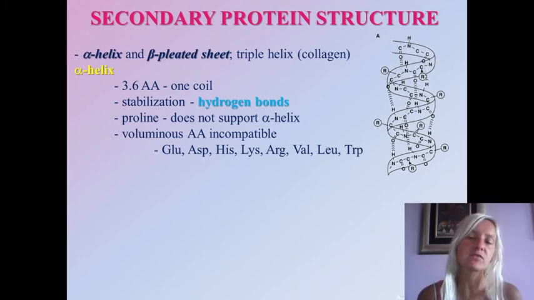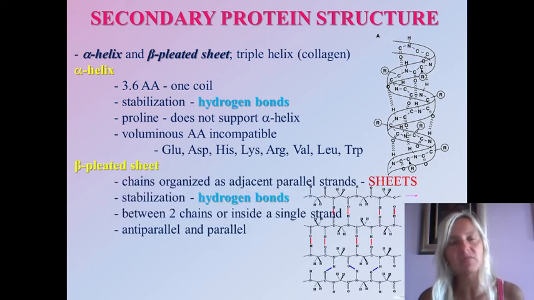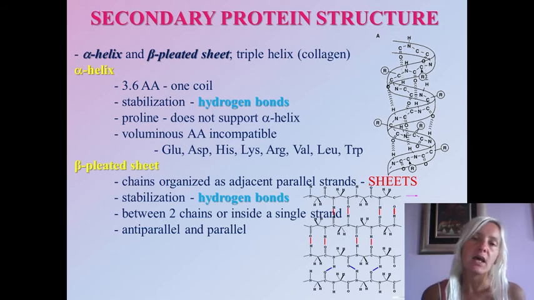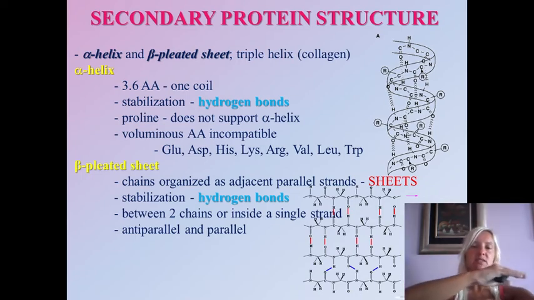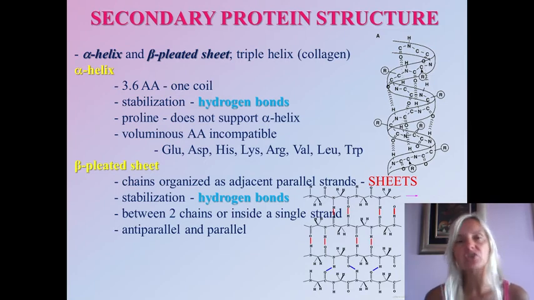So if you cannot form alpha helix, you can certainly form beta pleated sheet. And in this type of secondary organization, the chains are organized in the form of adjacent parallel strands, so they tend to form sheets. In order to prevent sliding of the sheets over one another, the structures are also stabilized by the formation of numerous hydrogen bonds between the peptide bonds.